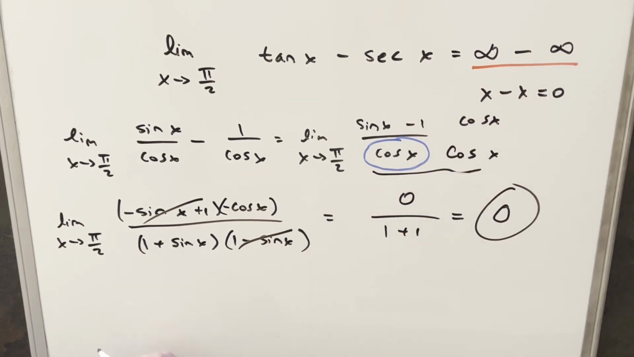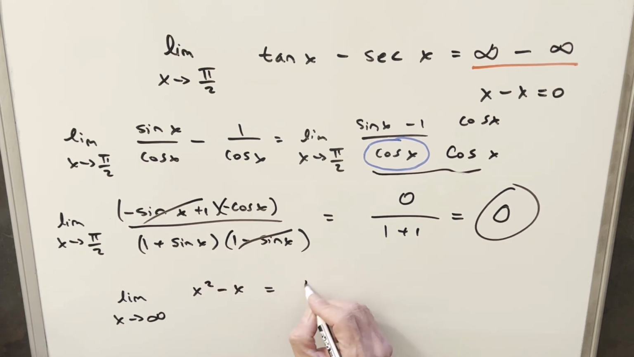Let's look at a real quick example to show this. Let's say we're looking for the limit as x approaches infinity of x squared minus x. Well, you plug infinity in here, infinity squared is going to be infinity. Then you plug infinity in for x here, and this is going to be also infinity. So we have infinity minus infinity again, the same exact indeterminate form we had up there.